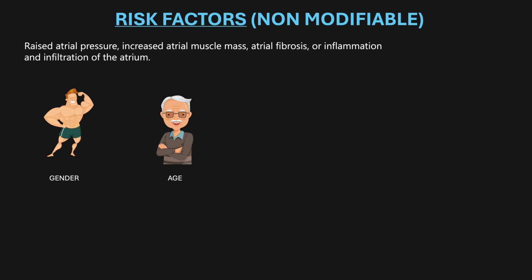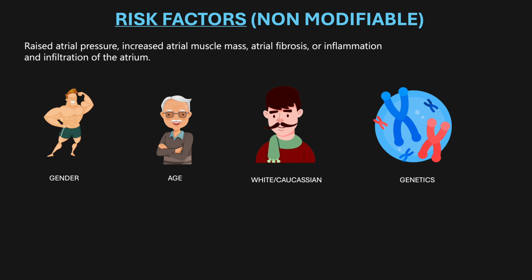And you would never see a patient probably less than 50 years of age presenting with atrial fibrillation. There are always rare cases, but for the most part, they're mostly older than 55 years of age. Okay, another one is if you are white or Caucasian. And the last thing is genetics.